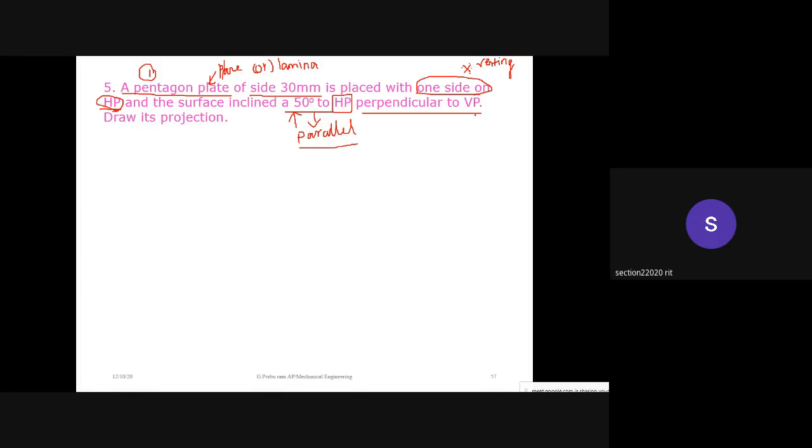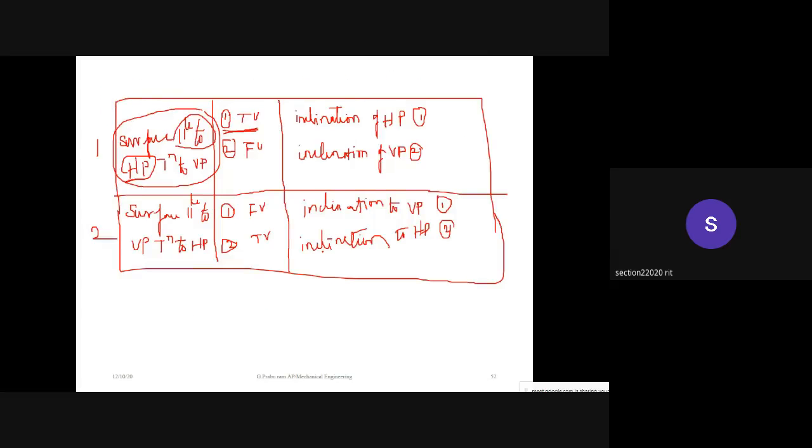நீ புரிஞ்சுக்கணும். எப்படி புரிஞ்சுக்கணும் அப்படின்னா, அது ஹெச்பிக்கு பேரலாவும் பெர்பெண்டிகுலர் டு விபியாவும் இருக்குங்கிறத நம்ம பார்த்துக்கணும். ஸோ இதுக்கு நம்ம ஏற்கனவே we have seen some positions here. See here, the surface is parallel to HP and perpendicular to VP, so we need to draw first the top view. Can anyone say why we need to draw the top view? True shape. True shape. Yes, very good.